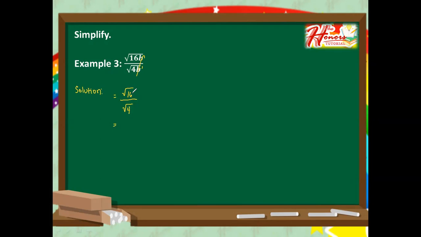You can just simply get the square root of 16. Square root of 16, that is equal to 4, over square root of 4, that's 2. So 4 divided by 2 is 2. So this is the final answer for example 3. Example number 4. Let's write the solution for this kind of example below. Solution.